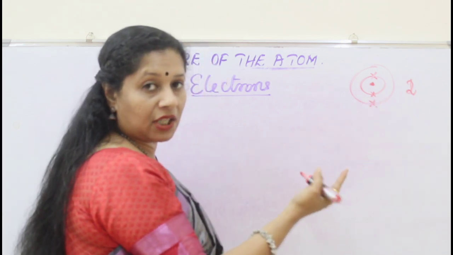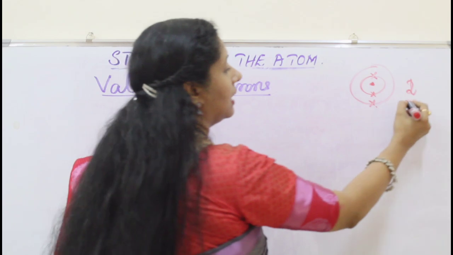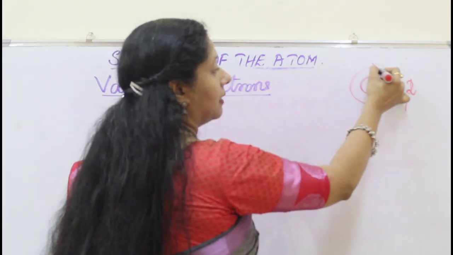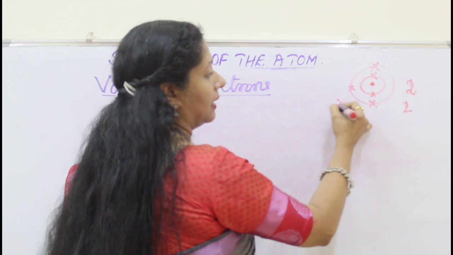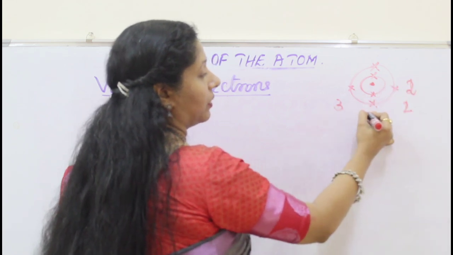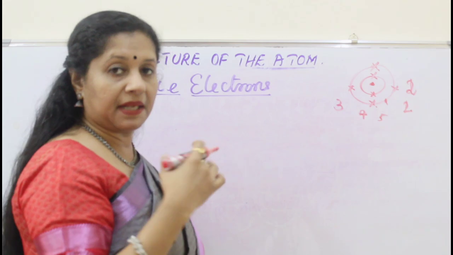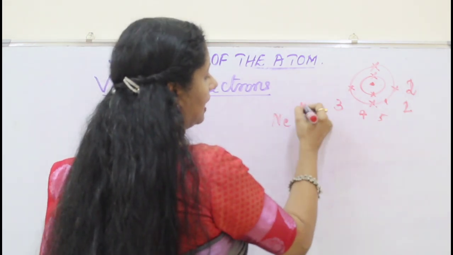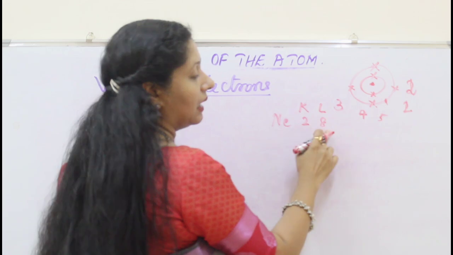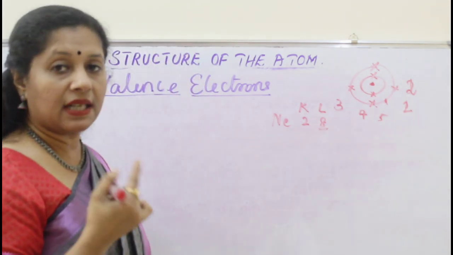But what is the valence electron? Not 3. Outermost, what is there? Only 1. So lithium is 1. Then beryllium 2, boron 3, carbon 4, nitrogen 5. So how does it happen, outermost? Neon had 2 in the K shell and then 8 in the L shell. So 8 is the outermost number of electrons, that is valence.